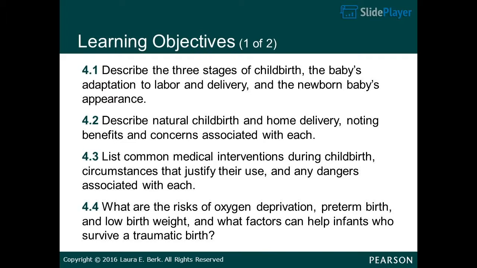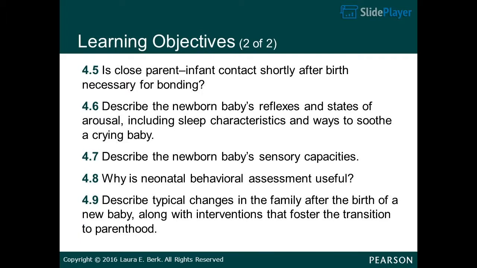4.4 What are the risks of oxygen deprivation, preterm birth, and low birth weight, and what factors can help infants who survive a traumatic birth? Learning Objectives, 2 of 2. 4.5 Is close parent-infant contact shortly after birth necessary for bonding? 4.6 Describe the newborn baby's reflexes and states of arousal, including sleep characteristics and ways to soothe a crying baby.